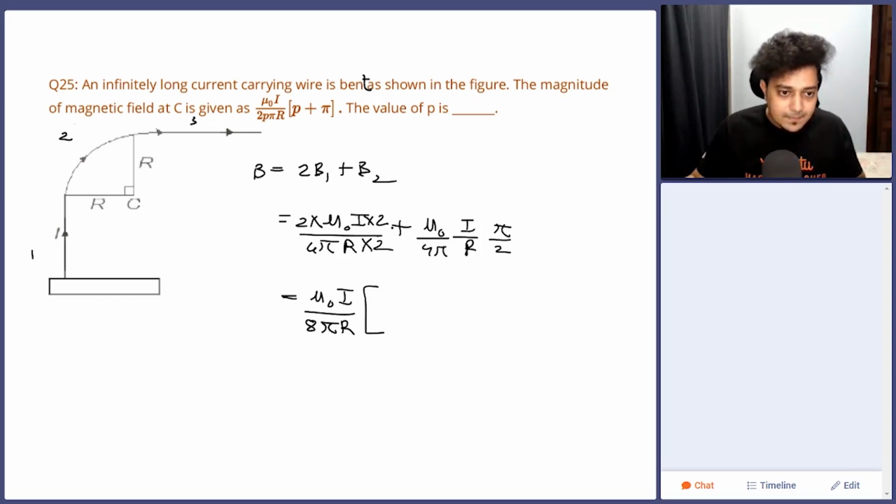This will be mu naught gone, I gone. This is 4 plus mu naught gone, I gone, pi. Right? That's it. And 8 outside can also be written as 4 into 2. Right? So now compare P 4, P 2 into 4. So P value is 4.